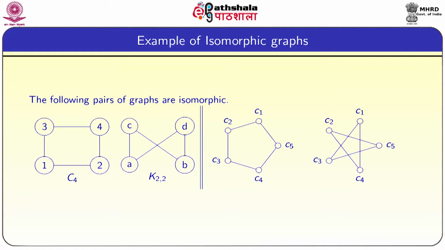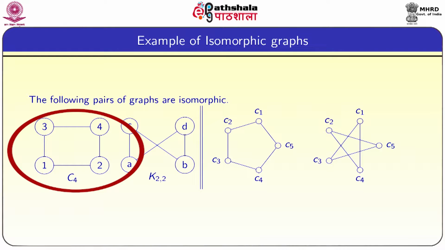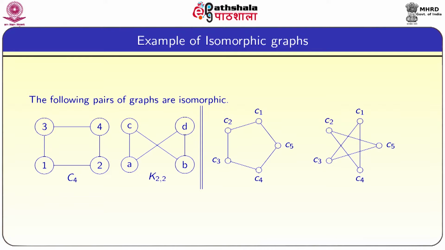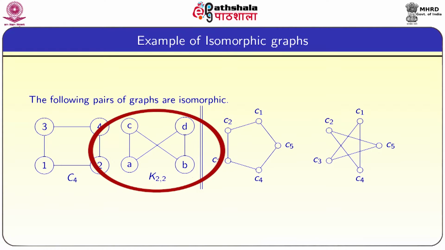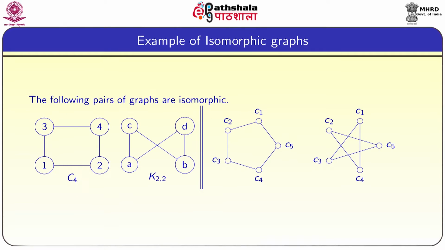Example of isomorphic graphs. The following pairs of graphs are isomorphic. C4, that is cycle graph with 4 vertices, and K2,2, these two graphs are isomorphic. They usually look different, but actually they are exactly the same. So till now we were treating C4 and K2,2 separately, but they are exactly same. Both are isomorphic graphs.